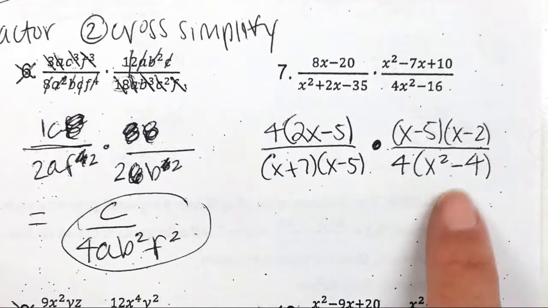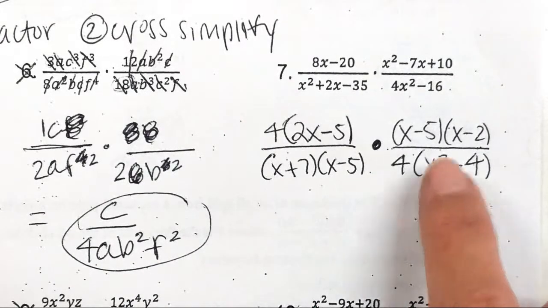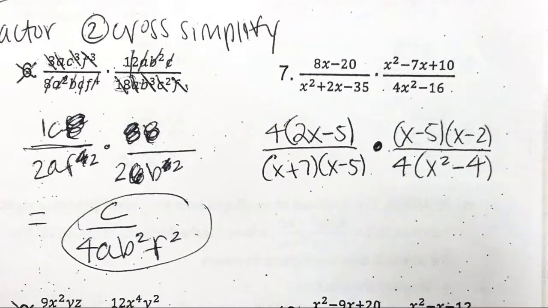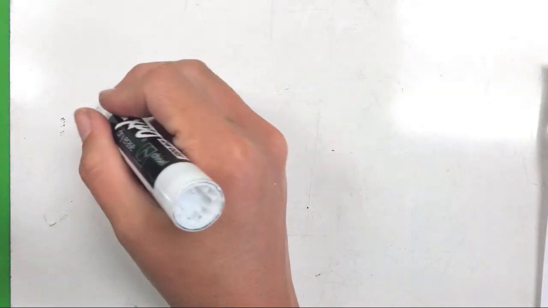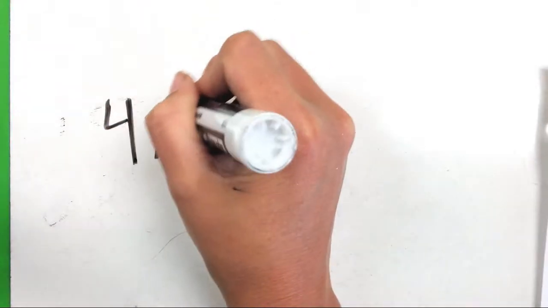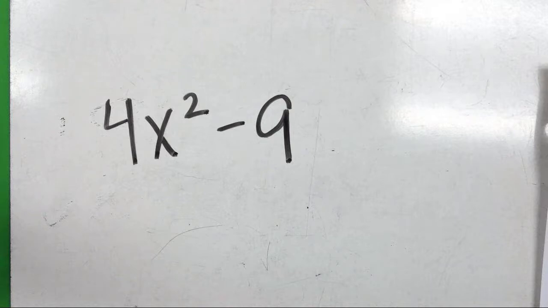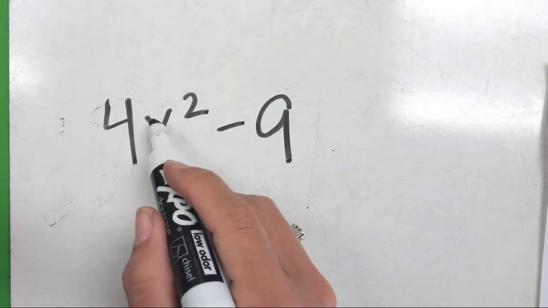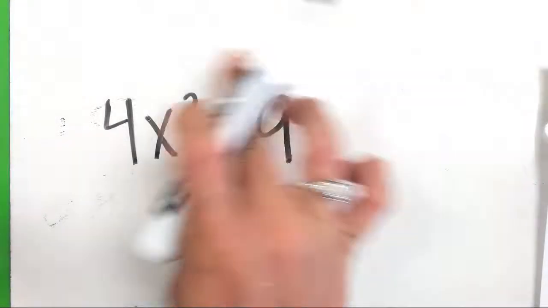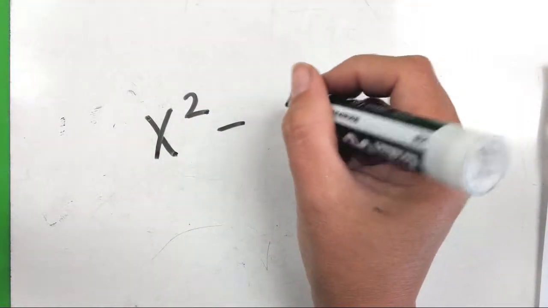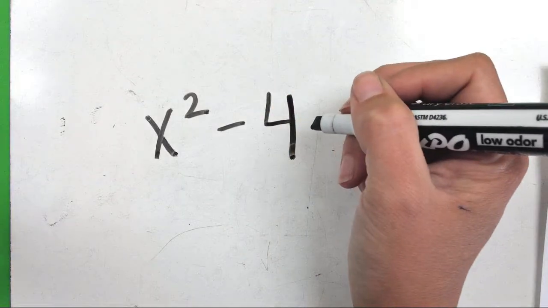And we can actually keep factoring x squared minus 4 using difference of squares. And let me go back to difference of squares to review. So if you have a difference of two perfect squares, for example, 4x squared minus 9. So it has to be difference, and both of these have to be perfect squares. Let's do our example, x squared minus 4.